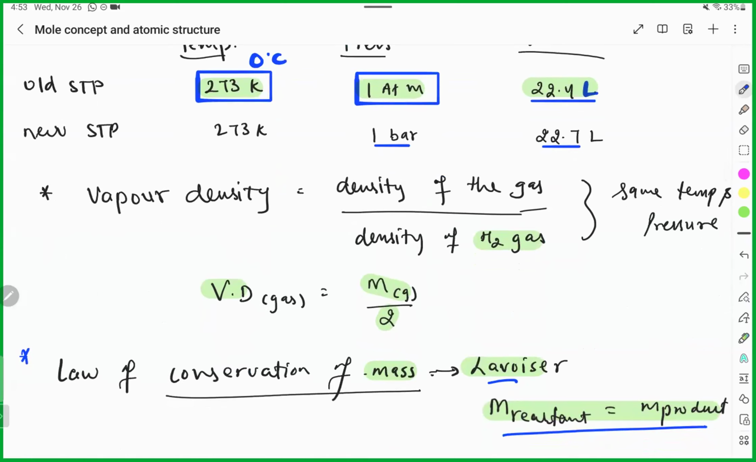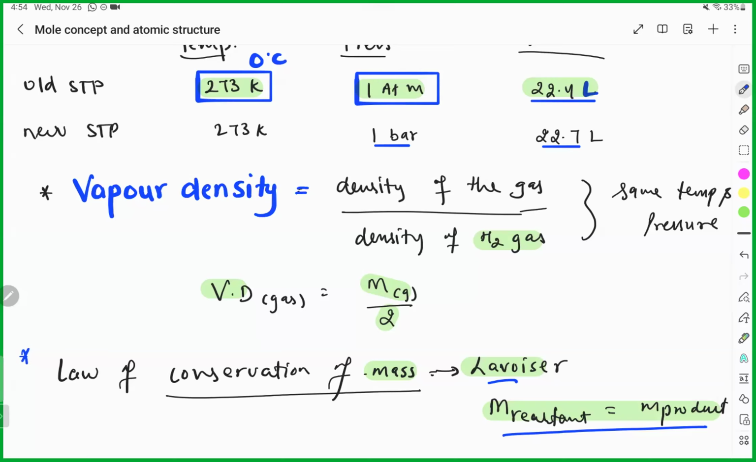What is vapor density? Who is left? Jordan, what is vapor density? When there is a mixture of gases, the density of one pure gas in the mixture of gases is vapor density.